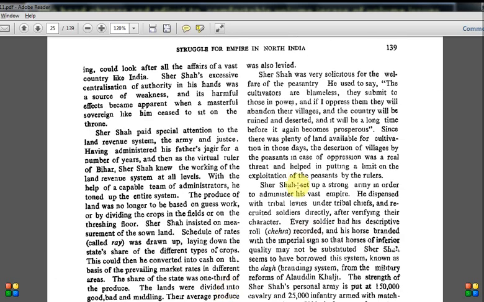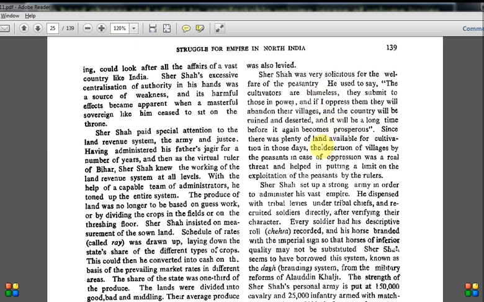Sher Shah was very solicitous for the welfare of the peasantry. He used to say the cultivators are blameless. They submit to those in power, and if I oppress them, they will abandon their villages, and the country will be ruined and deserted, and it will be a long time before it again becomes prosperous. So he actually understood that peasants and farmers are the most important part of the kingdom. If they leave the village, then farming, food, agriculture, everything will be stopped, and the whole kingdom will be ruined. So it will take a long time to bring it back into prosperity. He understood peasant problems, and he used to act according to it.